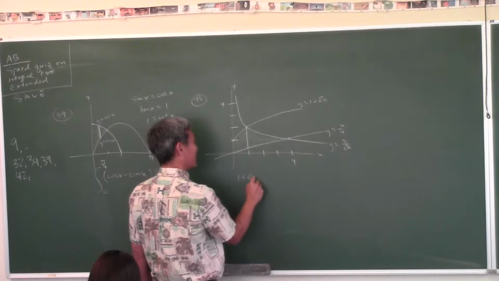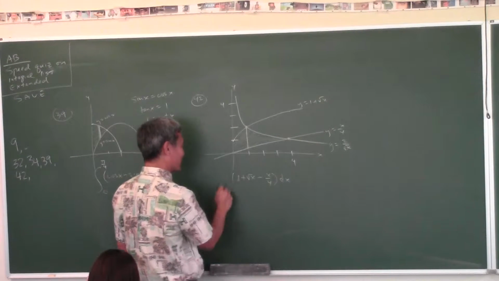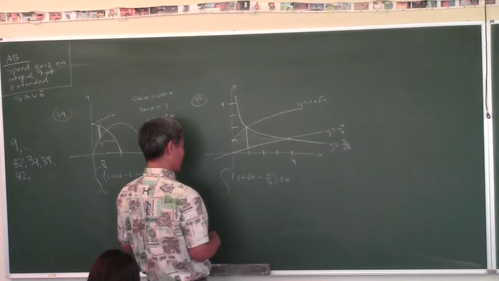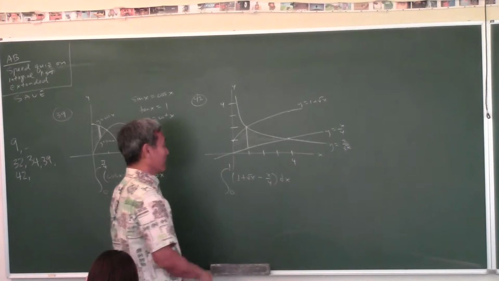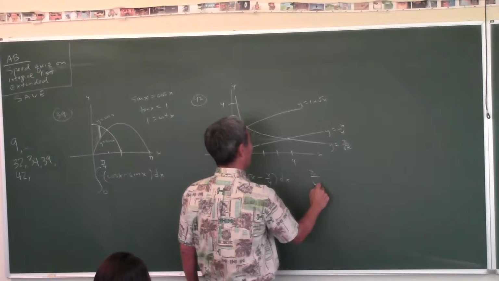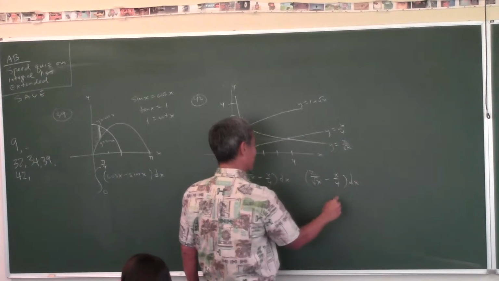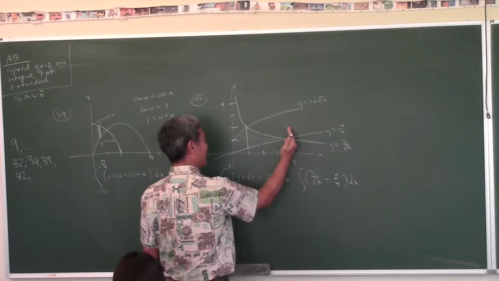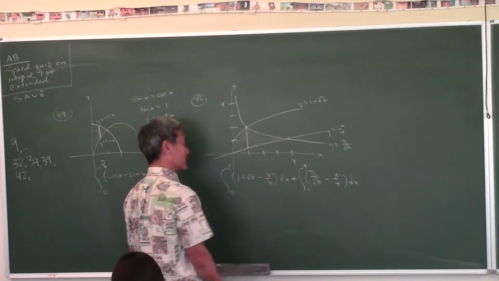So top minus bottom multiplied by the infinitesimal width. Add up all of these rectangles from 0 to 1. The second region, top minus bottom multiplied by the infinitesimal width. Add up all of these rectangles from 1 to 4, and then add them together.